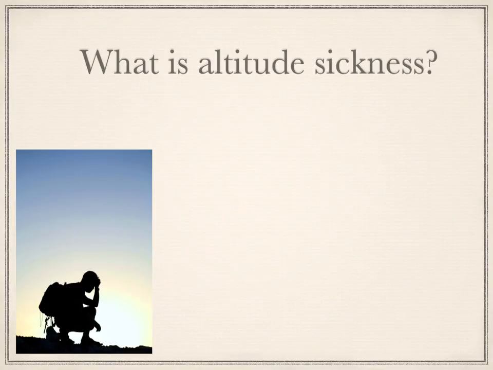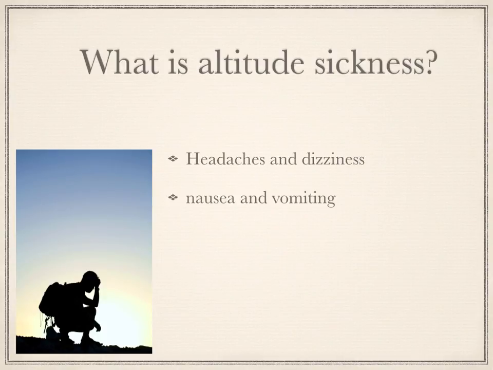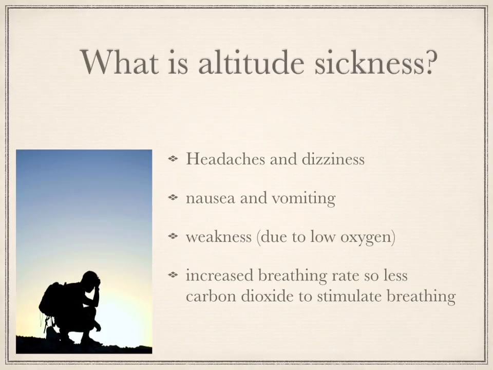So what is altitude sickness? Now, more than half the people trekking to about 5,000 meters will experience altitude-related illness. So this is also called acute mountain sickness. The symptoms include headaches and dizziness, nausea and vomiting, weakness due to low oxygen, and increased breathing rate, so you have less carbon dioxide to stimulate breathing, and this can lead to fluid in the brain and lungs.